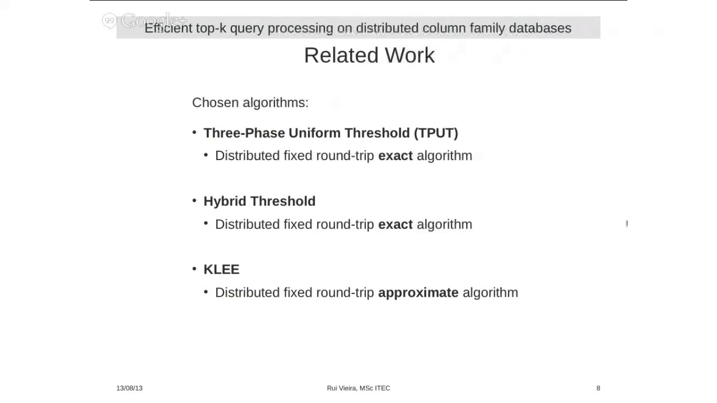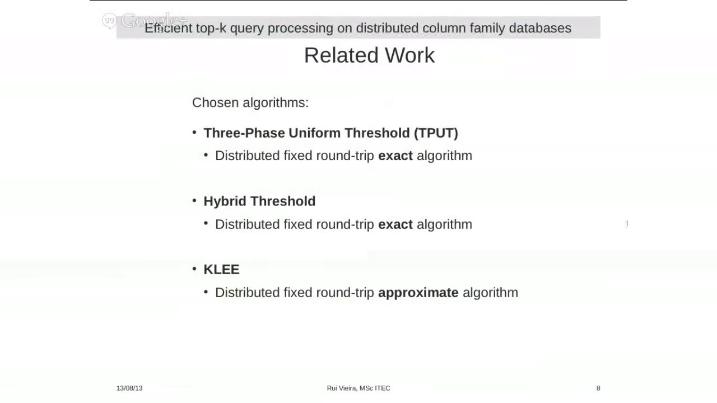So the chosen algorithms in the end were 3 algorithms, 2 exact algorithms, which means the average recall is 100%. They're always going to give us the exact top-K results. They're built from scratch to be distributed, and they're fixed round trip, which means they have a fixed number of round trips to the data sources before they terminate. And we also implemented and tested one algorithm called KLEE, which, apart from also being distributed and having a fixed round trip, has the difference of being an approximate algorithm.